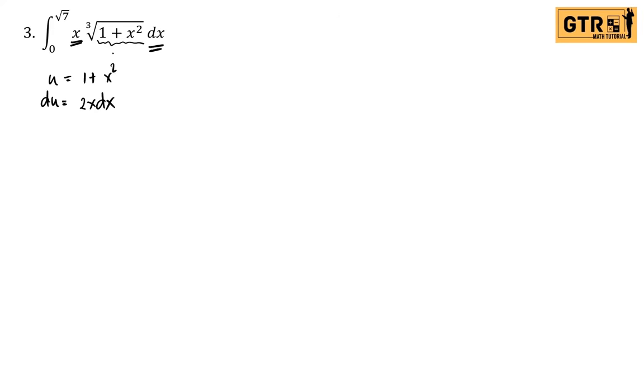So we're just going to have a neutralizing factor because we have 2 here. We can multiply this by 2 and then by 1/2 outside the integral so that it is in the form u to the n du. So we have now 1/2 integral from 0 to square root of 7 of 1 plus x squared, and cube root is the same as raised to 1/3, and then we have x dx times 2, so 2x dx.